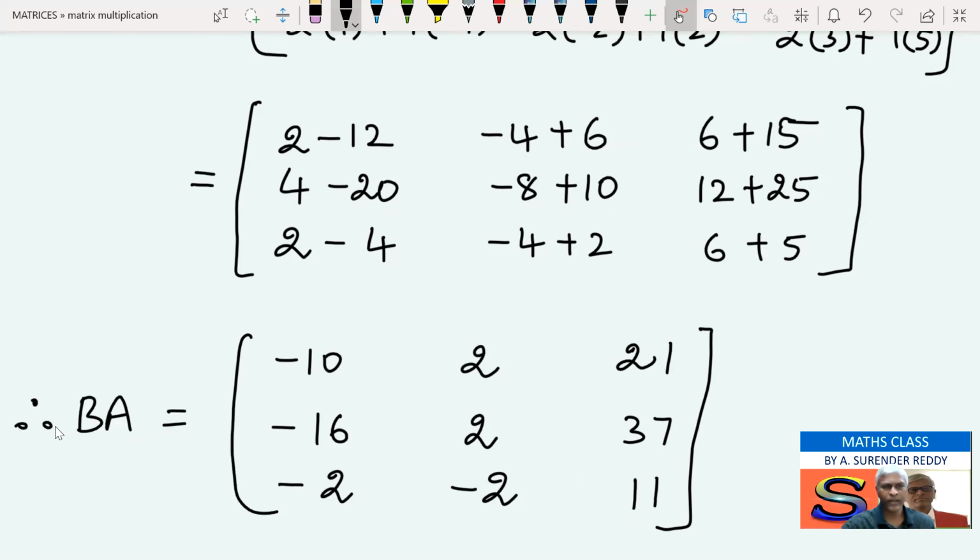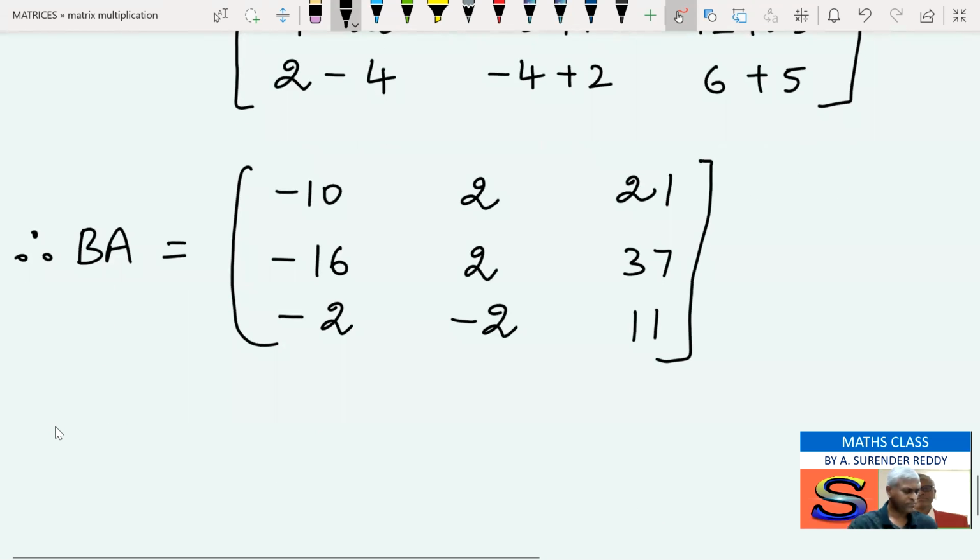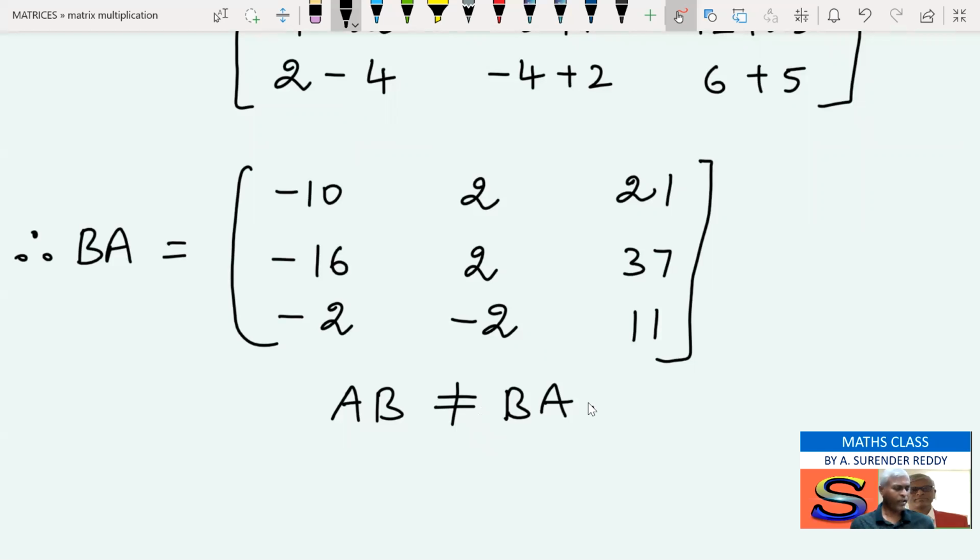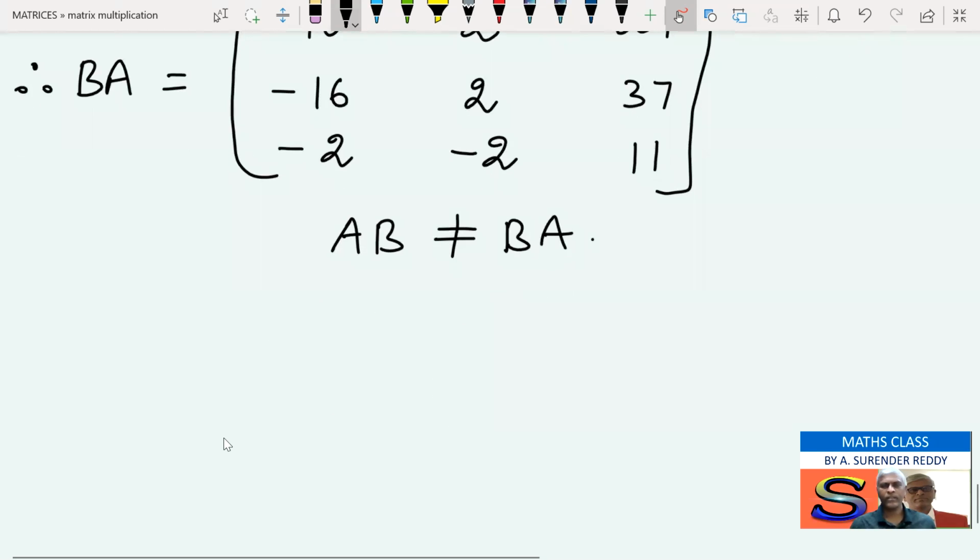So AB and BA both exist, but AB is not equal to BA. Therefore, A and B are not commutative. So they are not equal. Therefore, A and B are not commutative.